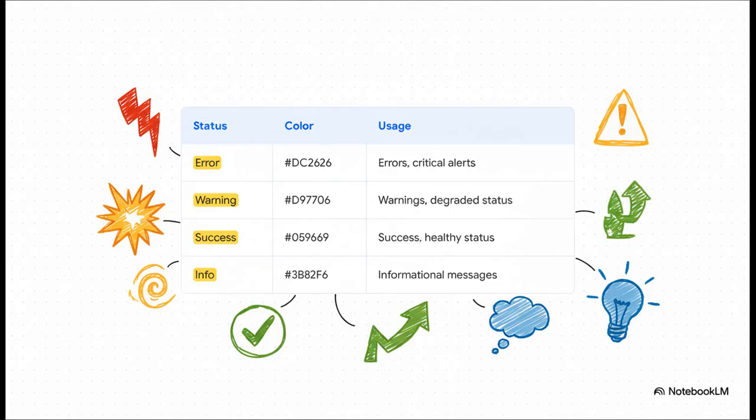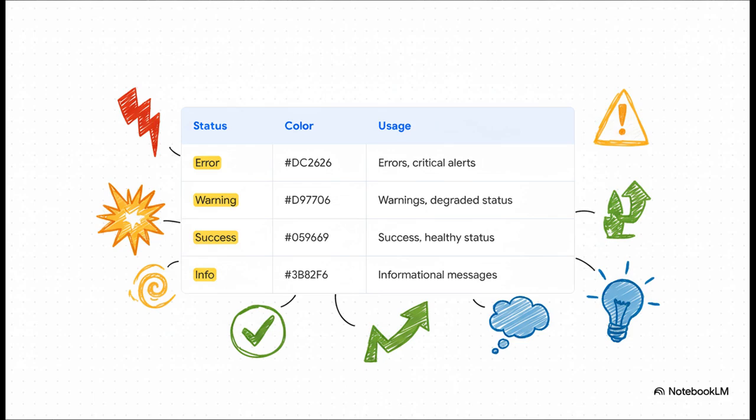And here's a perfect example of that clarity principle in action. This color system, it's not just there to look pretty, it's semantic. Red means stop, something's wrong. Amber is a heads up. Green means you're good to go. It's designed so you can literally glance at your screen and instantly understand the health of your entire system.